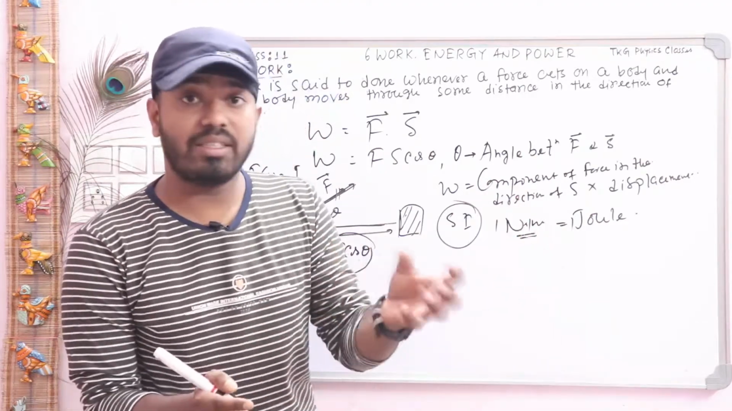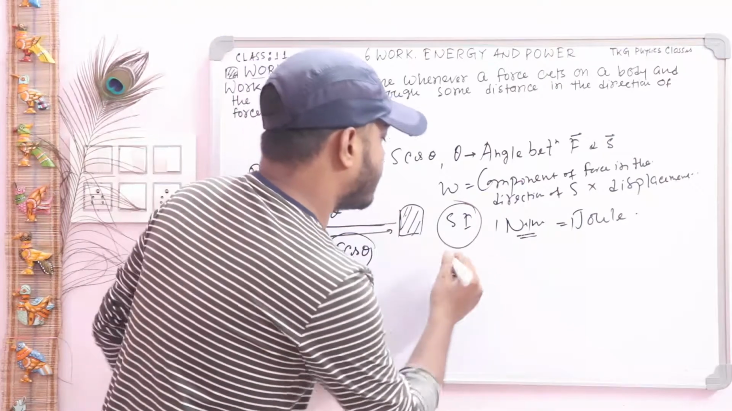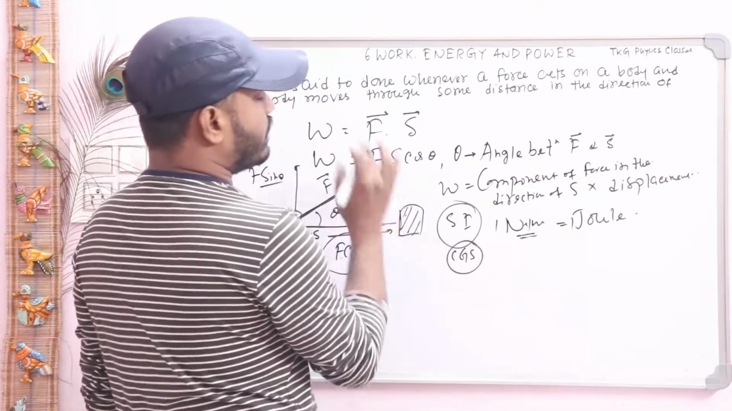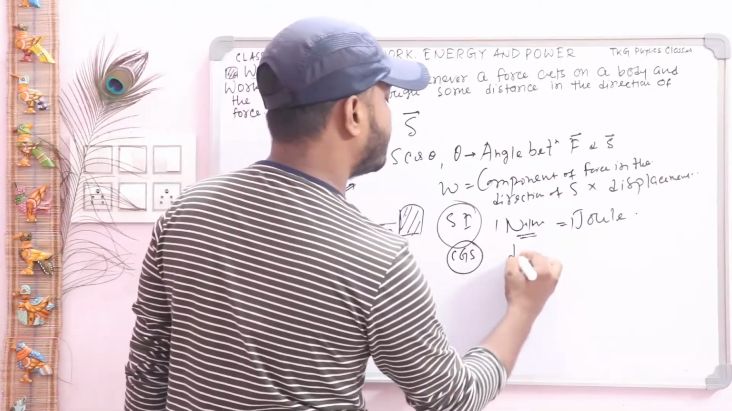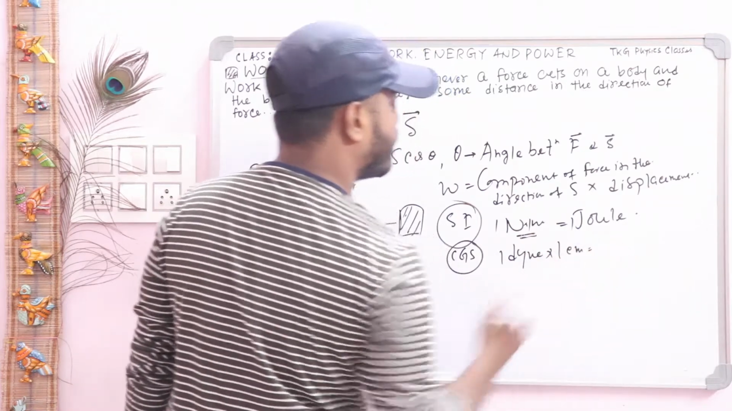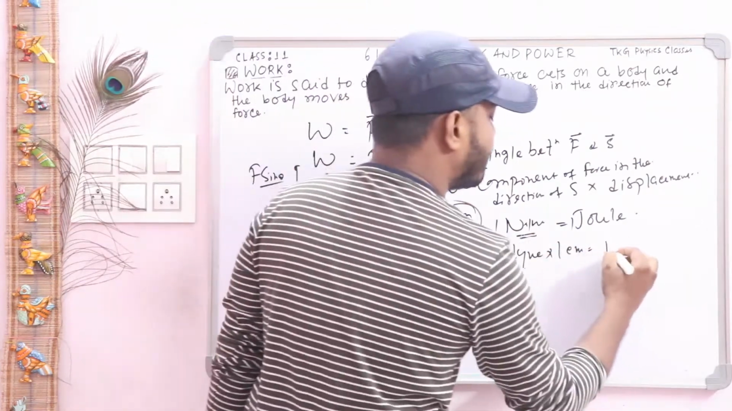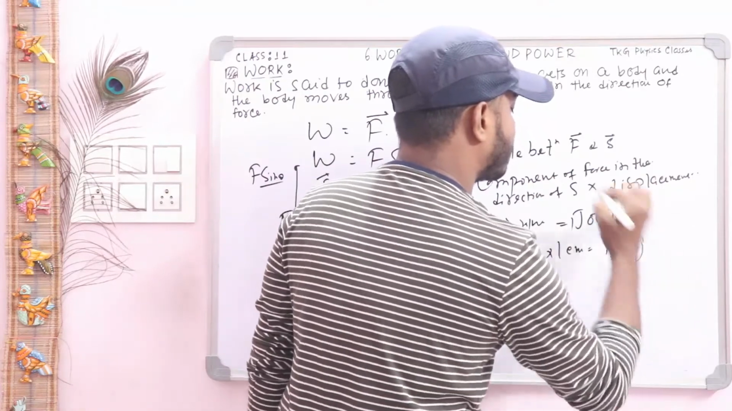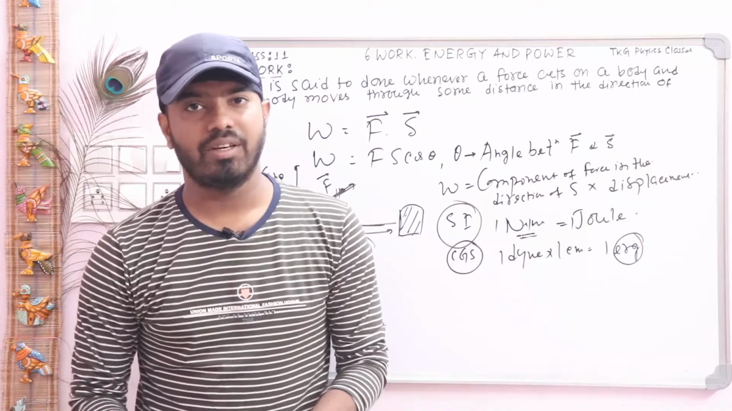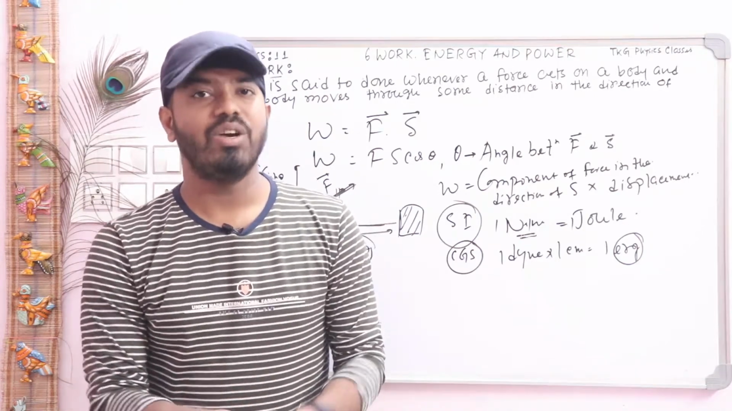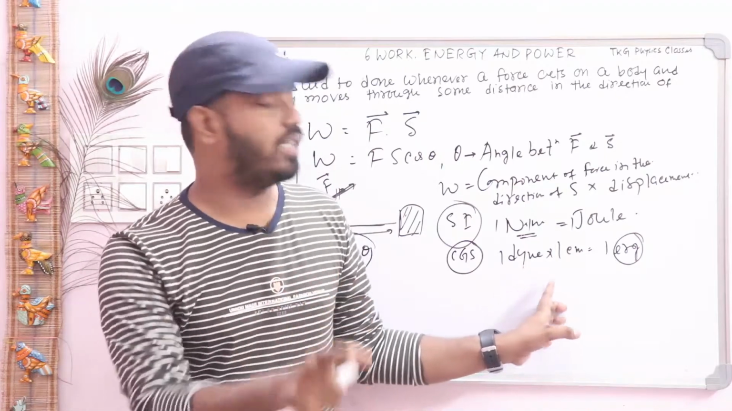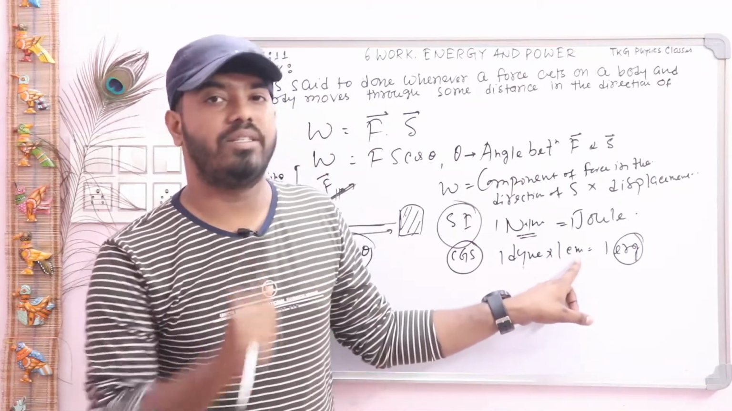Okay, now what is the CGS unit? For the CGS unit, the unit of force is the dyne, and the unit of distance is the centimeter. So dyne centimeter, which is named erg. So erg is the CGS unit. In the same way, what is the definition of 1 erg of work? 1 erg of work is said to be done when a force of 1 dyne is applied on a body and the body is displaced through a distance of 1 centimeter.